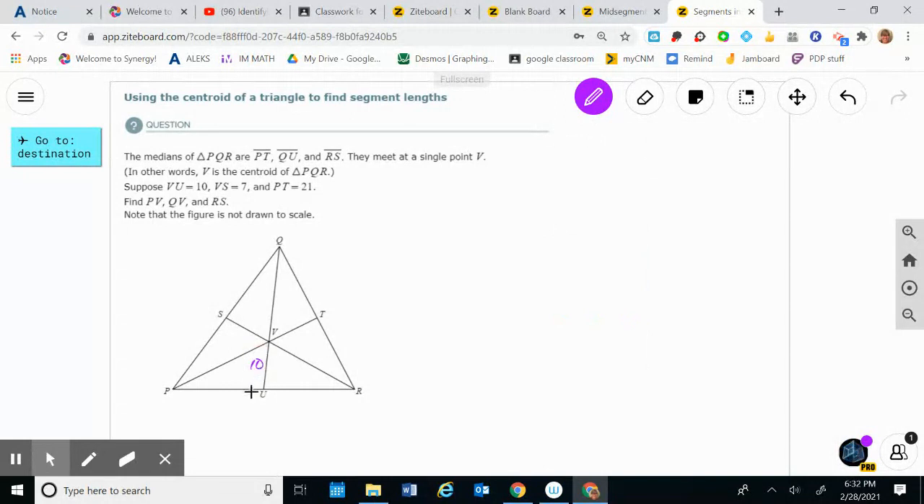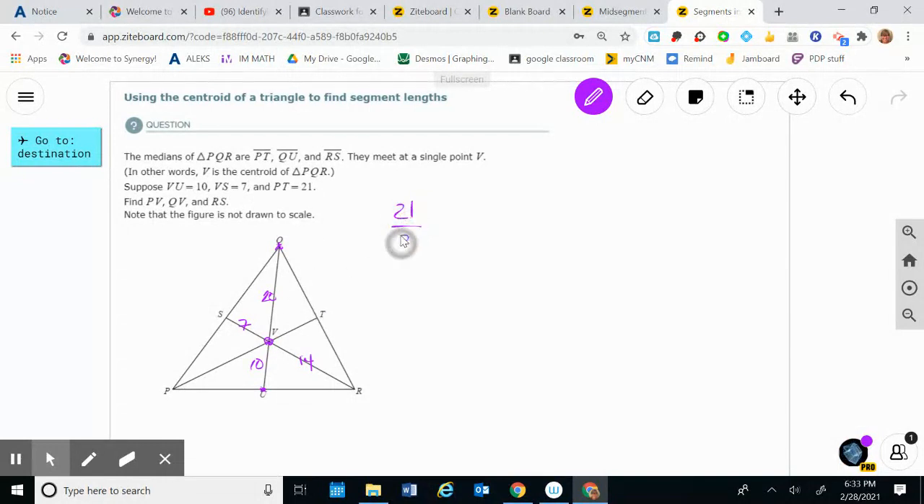VU is 10. So right away, if VU is 10, hopefully you can automatically fill in that this piece is 20. Why? Because if this is one piece, this is twice of it. That's what's so unique about the medians. VS is 7, which means this is 14. Double that. PT, the whole thing, is 21.